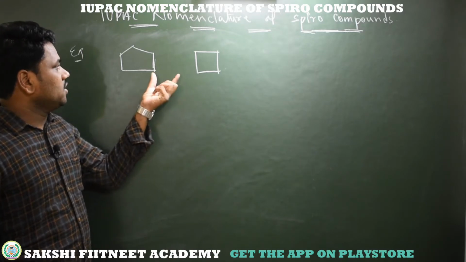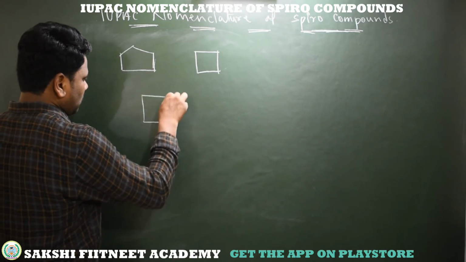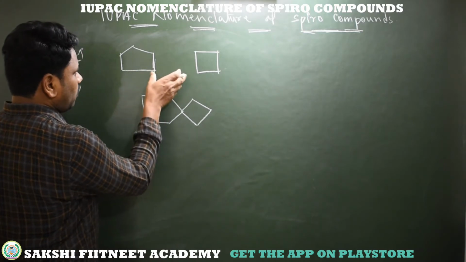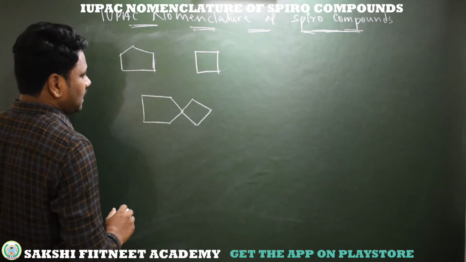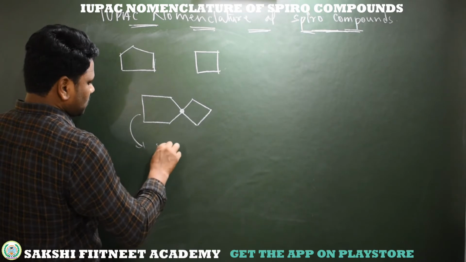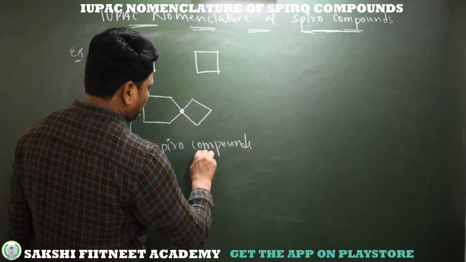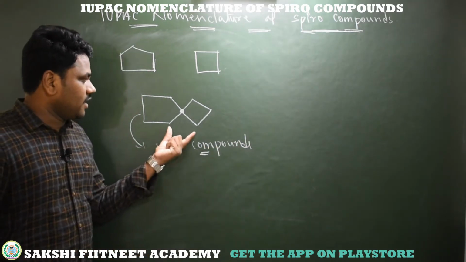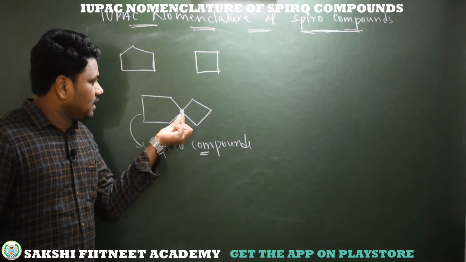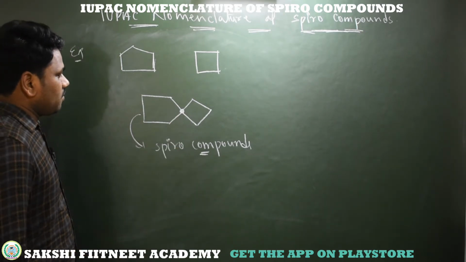Means I am just joining these two cyclic compounds through a single common carbon, then I am getting a resultant compound like this. This is a compound which I am getting from joining these two different cyclic compounds through this common carbon, called spiro compounds. So I hope you understand well. Simple: two different alicyclic rings joined together by a single common carbon are called spiro compounds. So now we'll discuss some common properties of these spiro compounds.